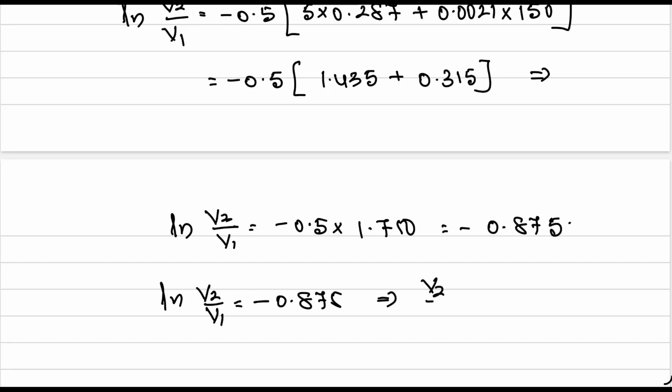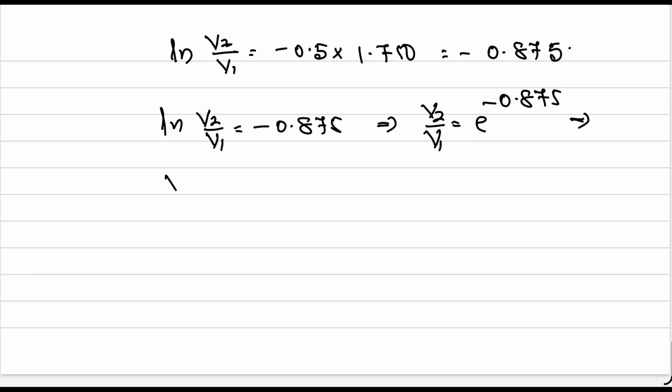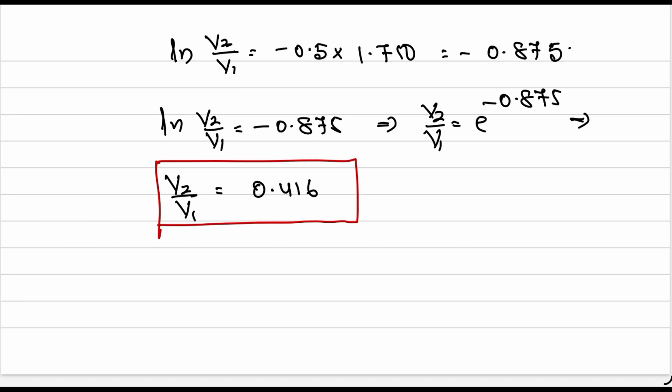That implies V2 by V1 is equal to e to the power of minus 0.875, which is equal to 0.416. I am taking only 3 digits. This is the answer. The ratio of final volume by initial volume is equal to 0.416. That means it shows a compression, adiabatic compression.